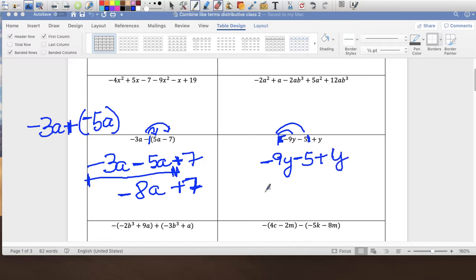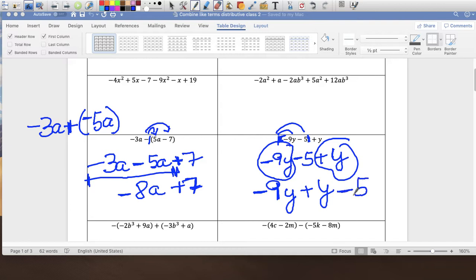Let's add the like terms. Again, let me put these two together, plus y. So these are the two terms that are like. And again, remember, these were rocks, and I could lift the rocks, and then the minus 5 would go all the way at the end. Negative 9y plus 8y, simple enough. 8y minus 5.